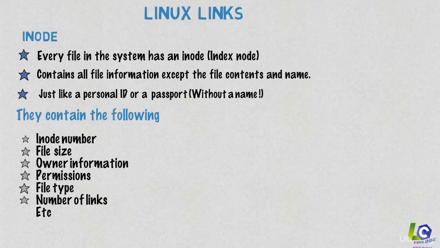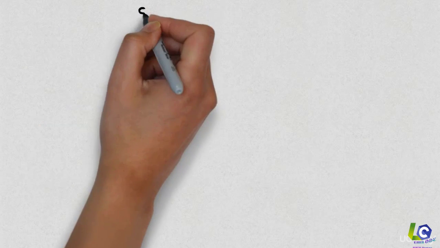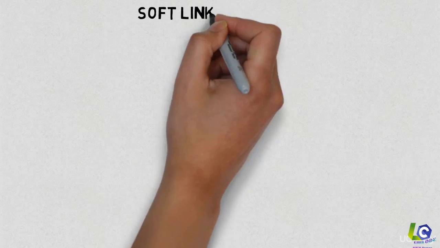Typically they contain the following: the inode number, which is very important as we will see, file size in bytes, the owner of the file, permissions, file type, number of links, etc. Here we will focus on links. There are two types of links. The first one is soft link.